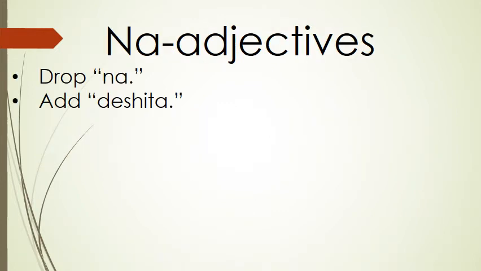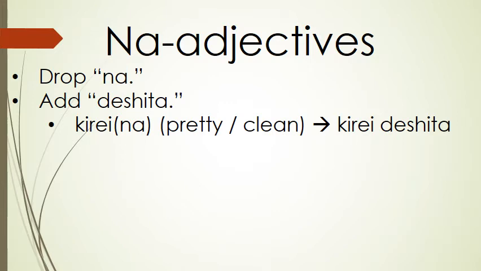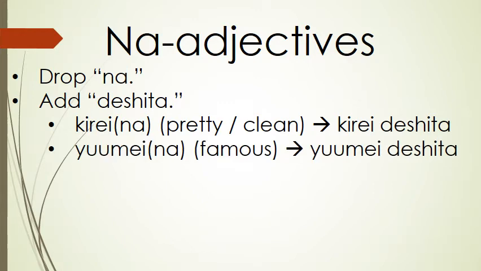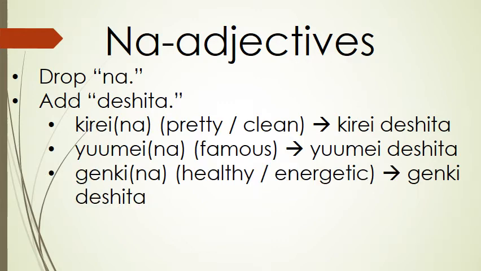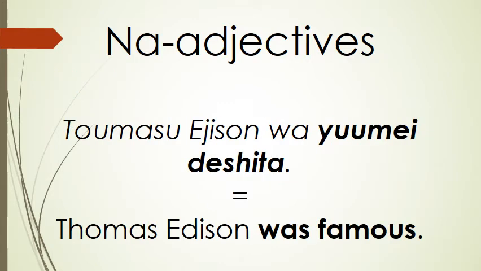So now let's move on to na adjectives. Now to make the positive past tense of a na adjective, first you remove the na and then you just add deshita. Pretty simple and straightforward compared to i adjectives. So kirei na, pretty or clean, becomes kirei deshita. Yumei na, famous, becomes yumei deshita. And genki na, healthy or energetic, becomes genki deshita. So if I said Thomas Edison wa yumei deshita, that would mean Thomas Edison was famous.